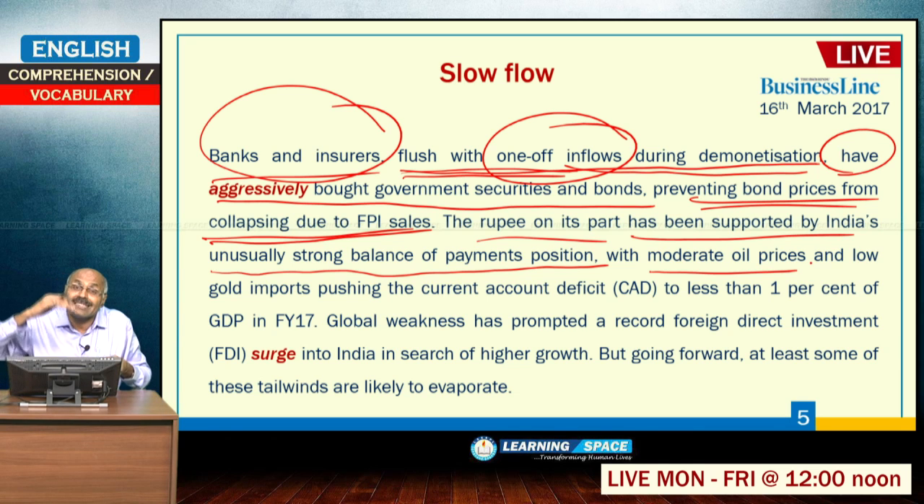If oil price is very high, what will happen? Our import bill will increase. If our import bill increases, what will happen? Then our current account deficit will increase. But moderate oil prices all supported us. So, you can say moderate oil prices are another example of tailwinds.